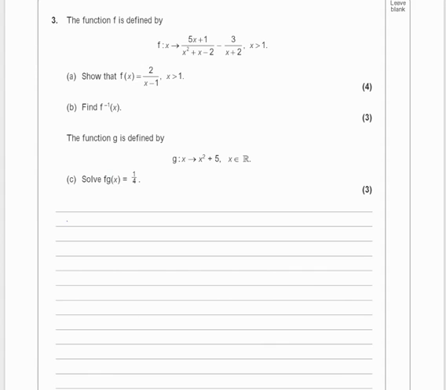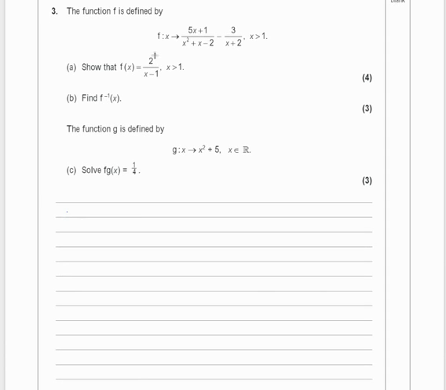Here we're going to be answering some exam questions on functions. Here we have a question which says the function f is defined by these two fractions. And the first part is to show that f of x equals 2 over x minus 1. So this is adding algebraic fractions.